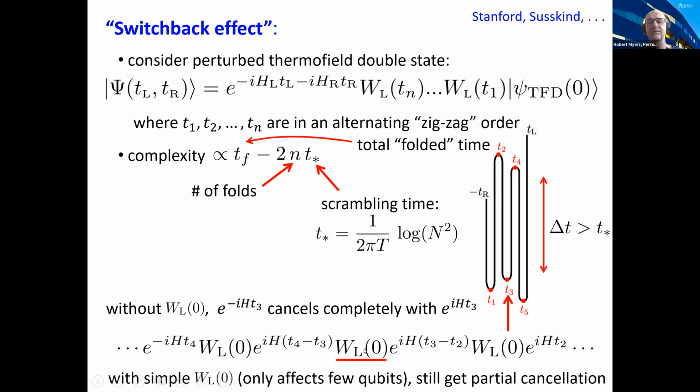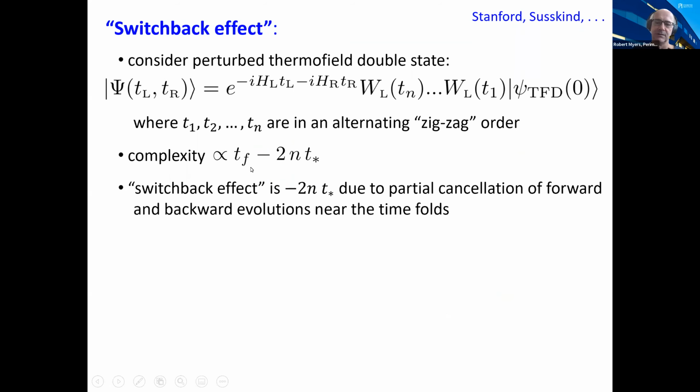But eventually the time evolution will spread this small perturbation on a few degrees of freedom and infect the entire state. And so at that point, there is no cancellation, and I get the usual linear growth. But the idea of the switchback effect is that I get a partial cancellation in the forward and backward evolutions as the effect of the operator spreads through the system, or as it scrambles in the state.